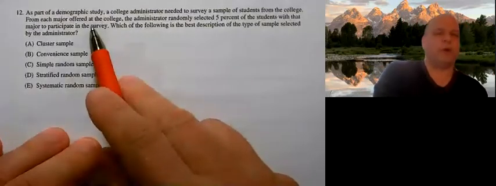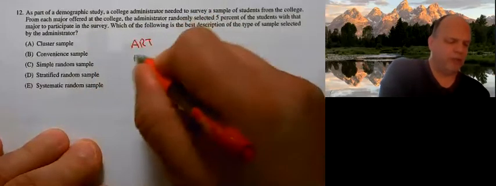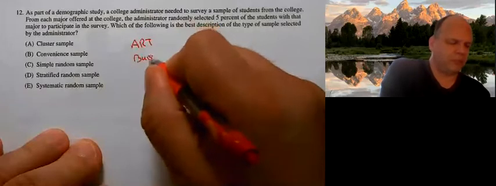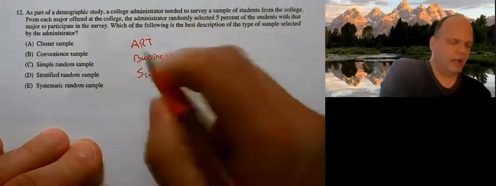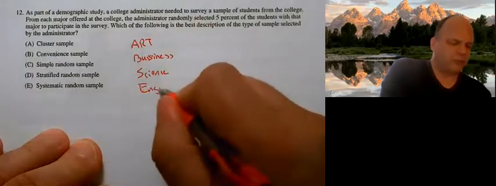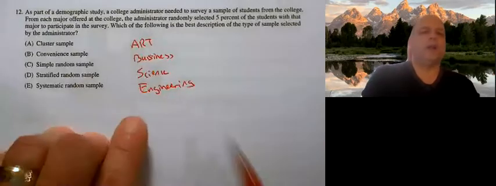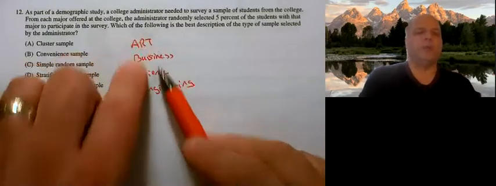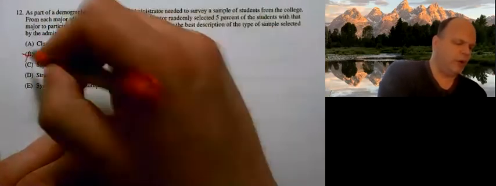So what we did here is we broke them down by majors. Maybe we have art and business and science and engineering. I don't know. So we have them broken down by groups. Whenever you break them down by groups, which is what we did, it's either going to be a cluster or it's going to be a stratified.